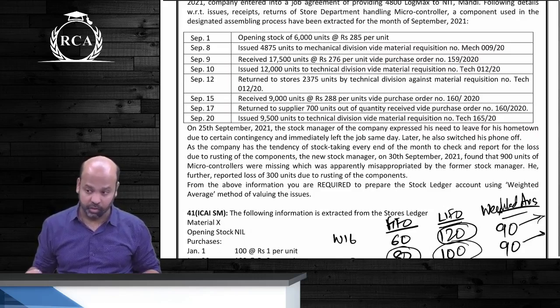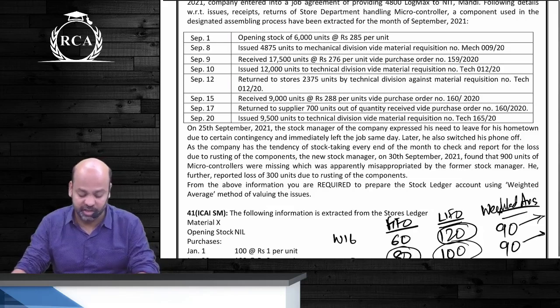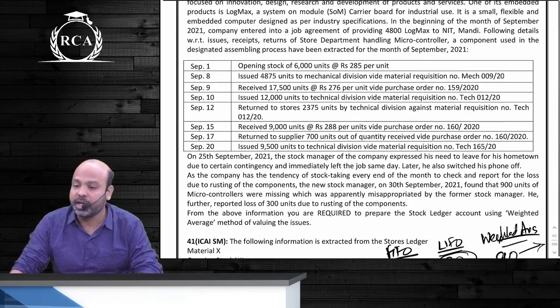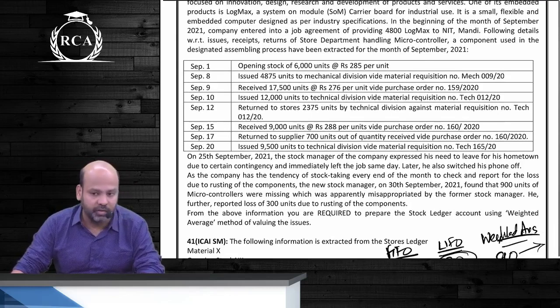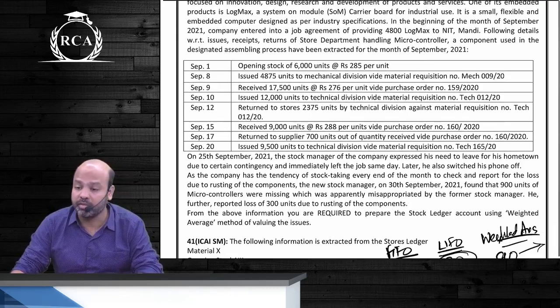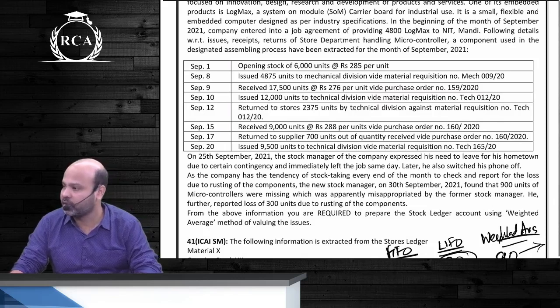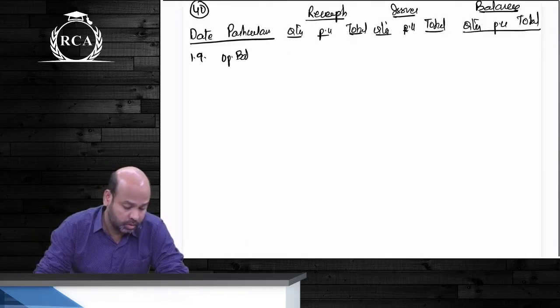I've also given a note for this. You are required to present the store's ledger card using weighted average method of valuing the issues. Every time a purchase is made, you're supposed to compute your weighted average price. Are we clear about this? Kitna hai closing balance, Manan?